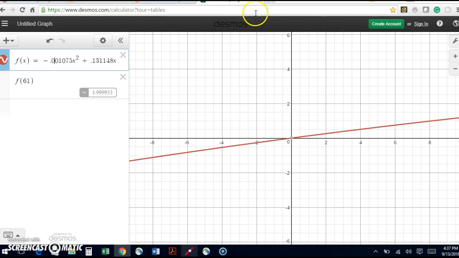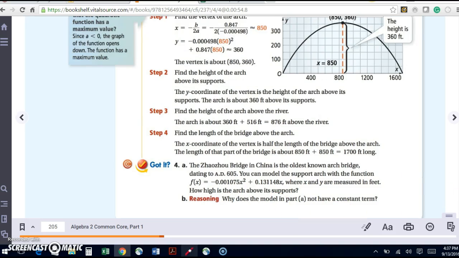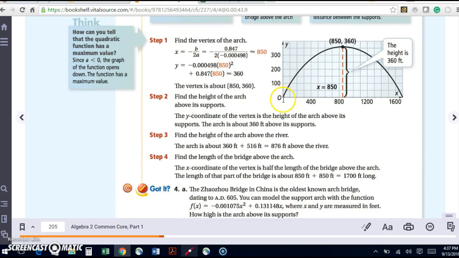So let's make sure we answered all the questions. It says, why does the model in part A not have a constant term? So what does a constant term represent? The constant term represents my y-intercept. It's the place where my graph or my arc crosses the y-axis. Not having a constant term means that I don't have a y-intercept. So I hope this helps.